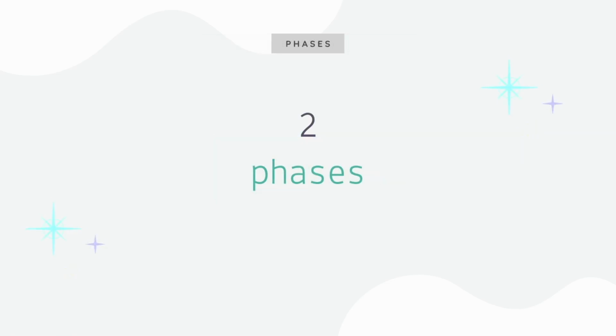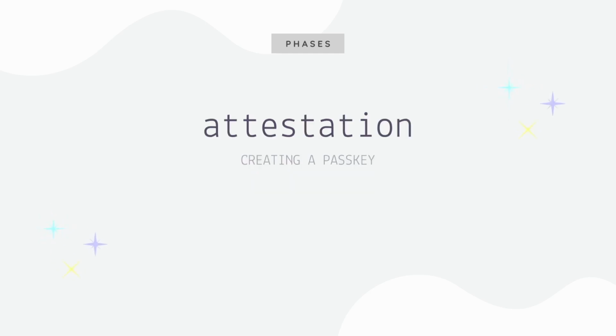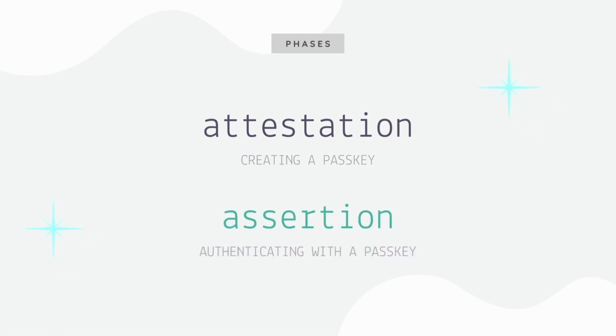Passkeys are used in 2 different phases. The first phase is the attestation phase where the passkey is created during the user registration process. The second phase is the assertion phase where the user's credentials are verified, allowing them to log in.